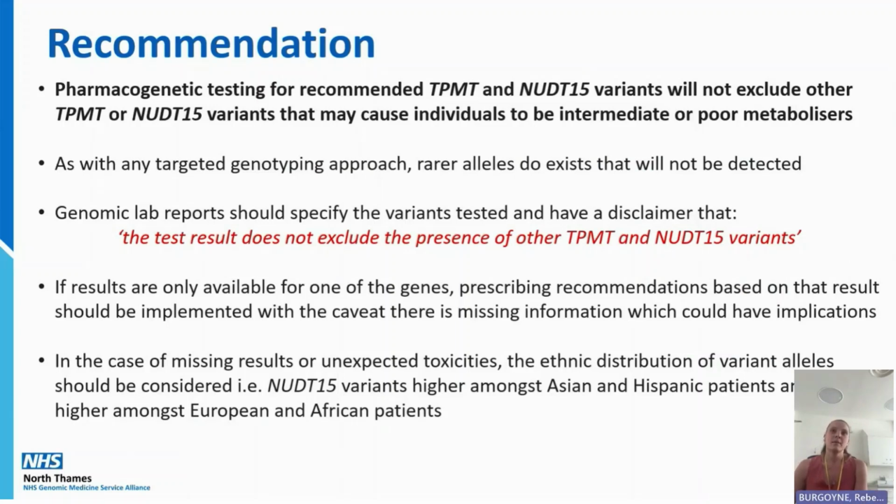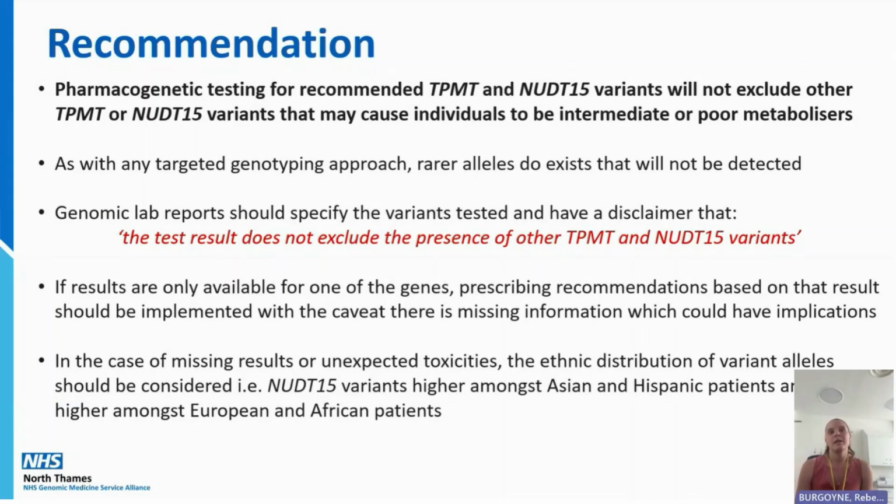The testing is recommended, like I said, for these variants, but just to note that it does not exclude other variants that they may carry. So as with any targeted approach, rarer alleles do exist, and these may not be detected. And it's suggested that genomic lab reports should specify the variants that have been tested for, and also carry a disclaimer that the test result does not exclude the presence of other variants.